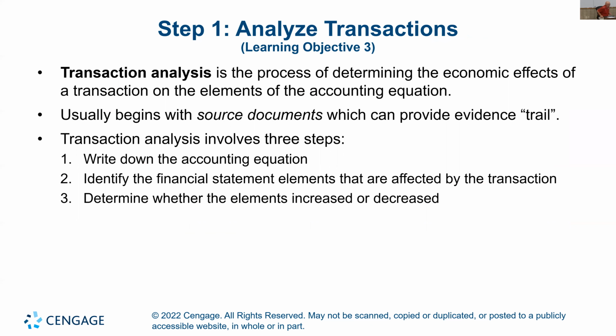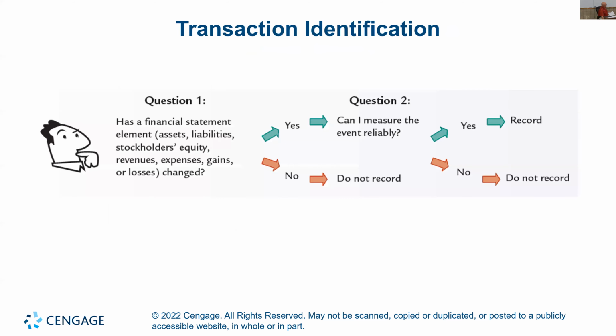So here we're going to do some transaction analysis. It has three steps. It says to write down the accounting equation, just for your helpfulness, so you're used to seeing that. Then we identify the financial statement elements affected by the transaction. Is it an asset? Is it a liability? Is it equity? And then we determine the amount and whether those amounts increased or decreased.